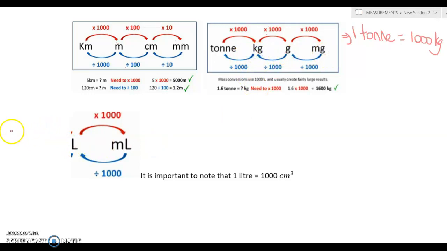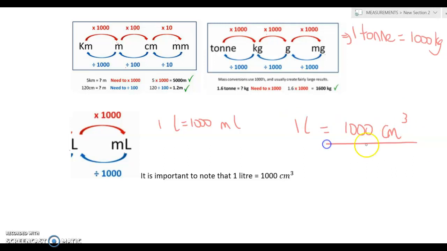And then for volume, the two most common units we use are the liter and the milliliter. So to change from a liter to milliliter, 1 liter is equal to 1,000 milliliters, you multiply by 1,000. And the reverse, milliliters to liters, you divide by 1,000. It's also important to know that 1 liter is 1,000 cm cubed. Very important to note that, right?